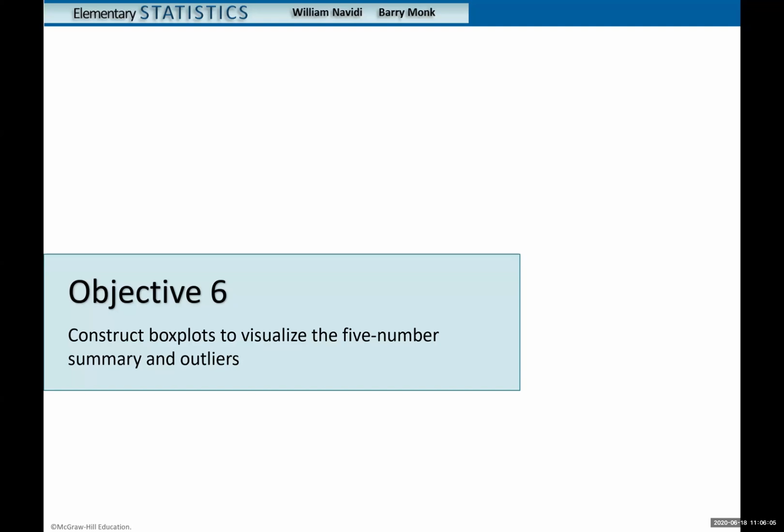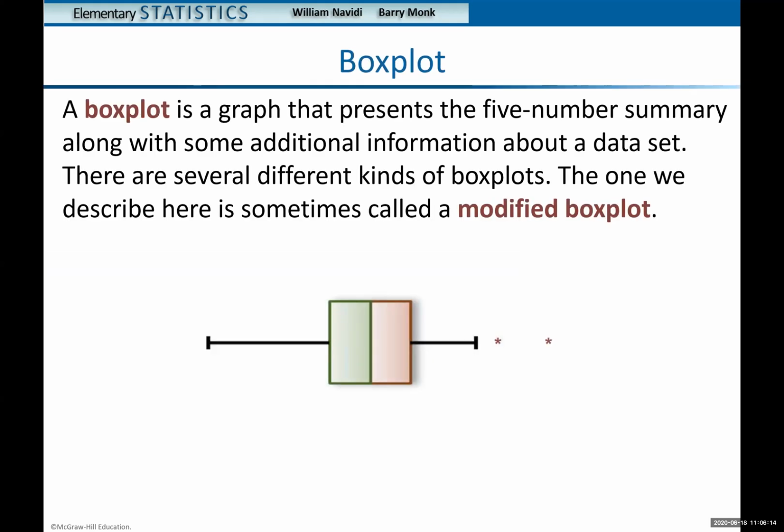All right, and the last part of this section is constructing box plots. All you have to do is use the 5-number summary. So copy the definition: it's a graph that presents a 5-number summary along with some additional information about a data set. And this is an example of a box plot. This one is the minimum. Remember the 5-number summary: minimum, Q1, the median, and the maximum. But if you have an outlier, these are outliers here.